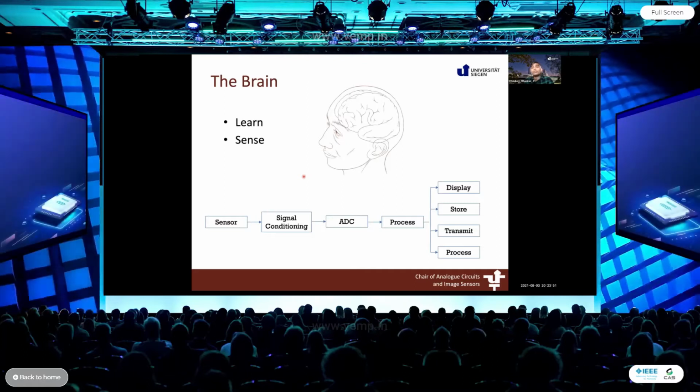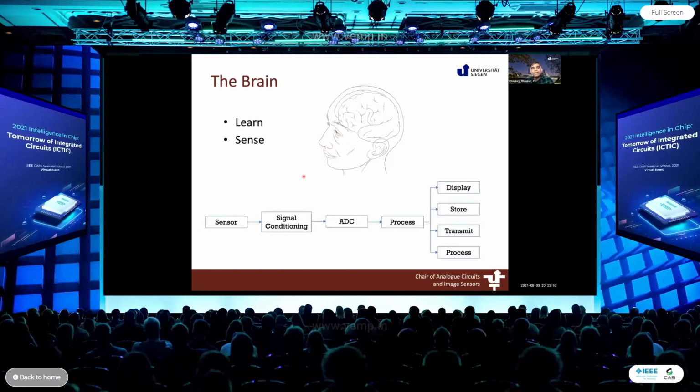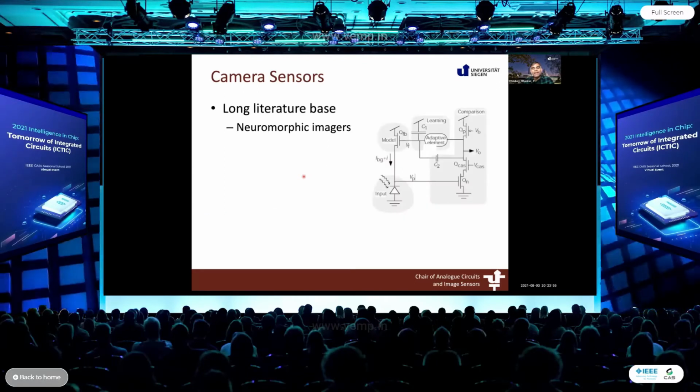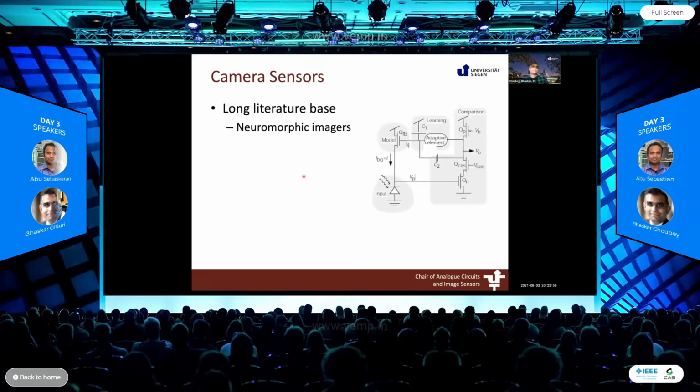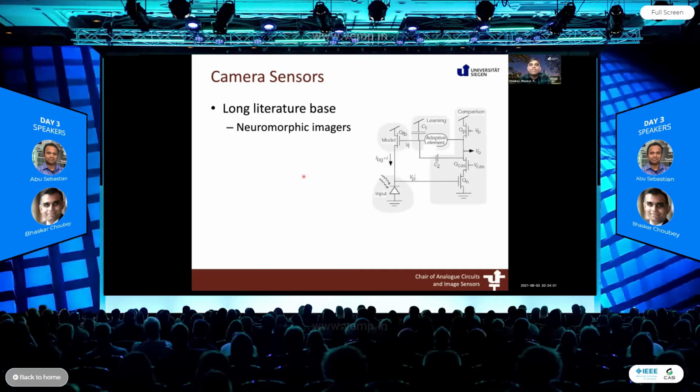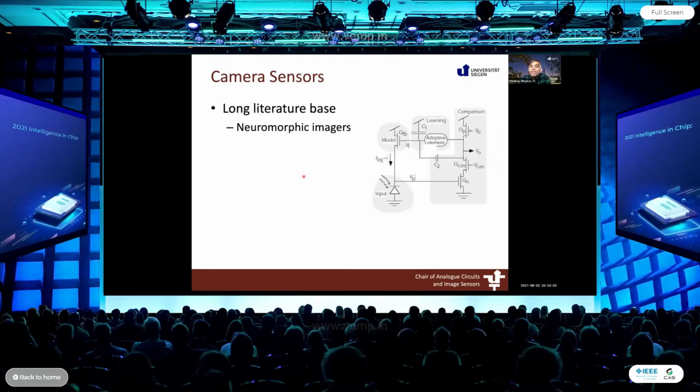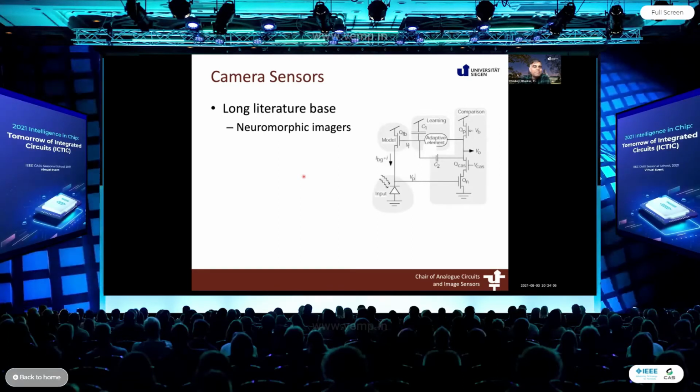Now that should happen, but those are difficult to do. And in the next 20 minutes, I will show why it is difficult to do and why this is still a research challenge to do. So as an example, I will take camera sensors for 3 basic reasons.